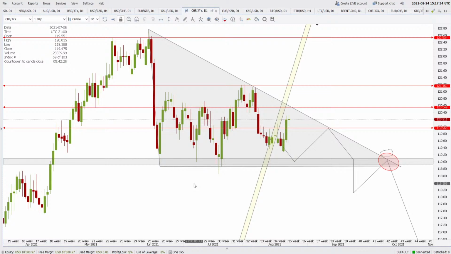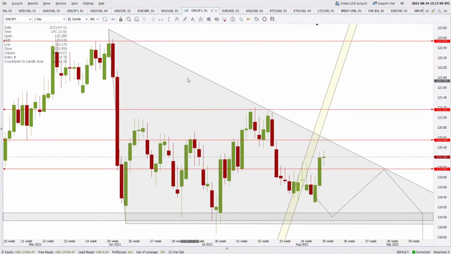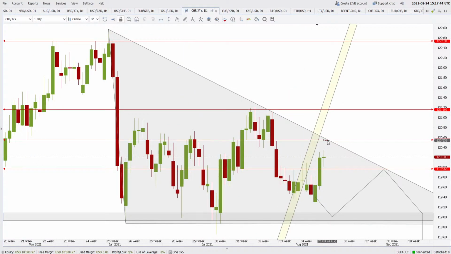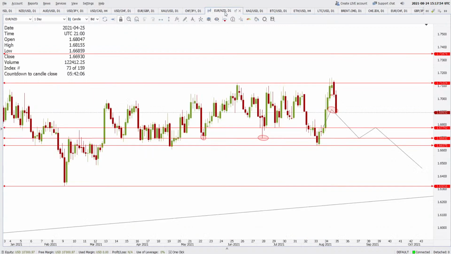Talking about the CHFJPY, the price is approaching the zone of resistance, which is 120.54. This is the confluence of resistance. If one can get a selling opportunity near this one, this will be a very good opportunity with a small stop loss above and take profit level of 119.96 and second target of 119 in this market.